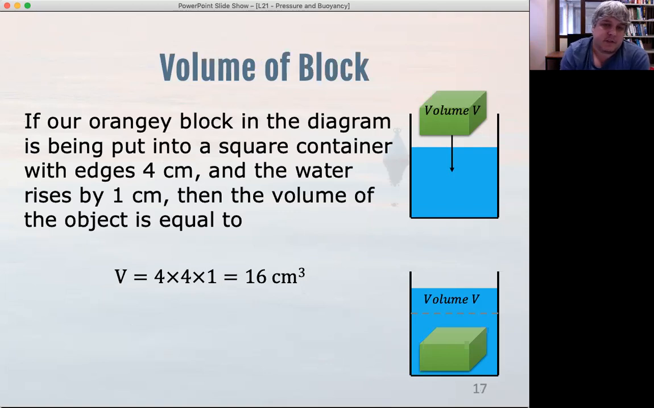So just as a quick example, which will be very much like what you do in your at-home lab, I've written orangey block, but it's clearly a green one, so I'm not sure what I was on there. We have a greeny block in the diagram. It's put into a square container. The edges are 4 centimeters long, and the water rises by 1 centimeter, then that means that the volume of the water plus block is 4 by 4 by 1, or 16 centimeters cubed, bigger than the volume of just the water was, because the water level's gone up by 1 centimeter. So the volume has gone up by 16 cubic centimeters, and that means the volume of the object that we added must be those 16 cubic centimeters.